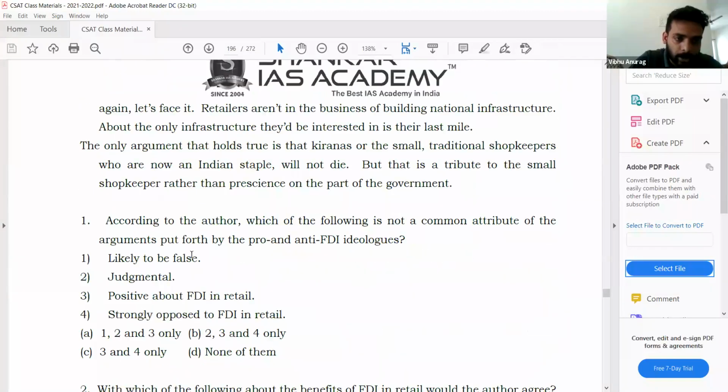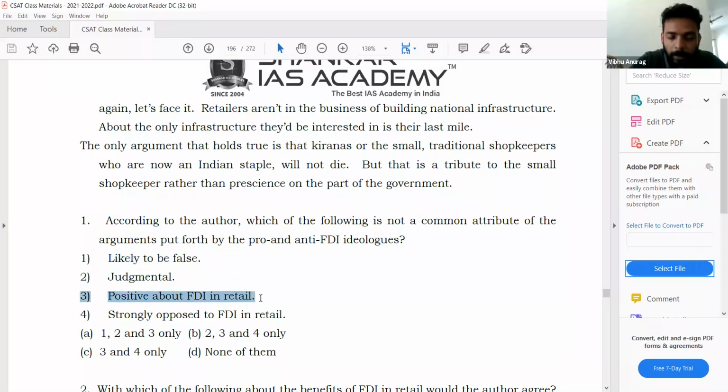So both are likely to be false. That's common. So I can't select that because both are low on fact, right? So low on fact means likely to be false. Second, both are judgmental. That is also common because high on opinion. So 1 and 2 cannot be selected.